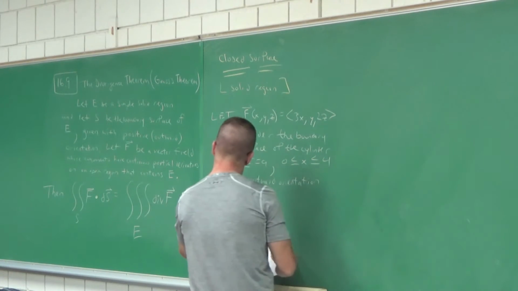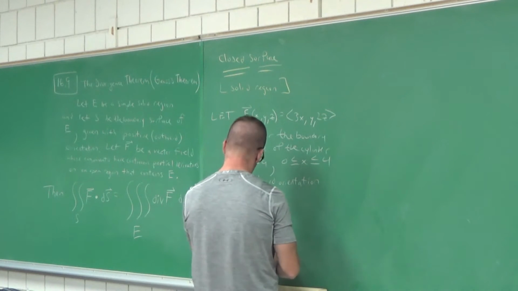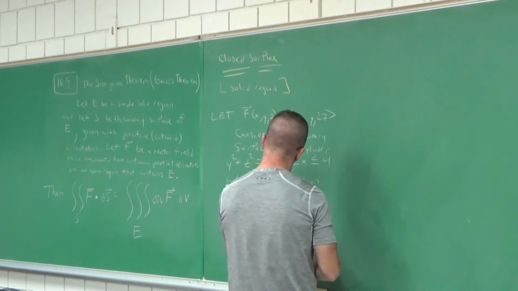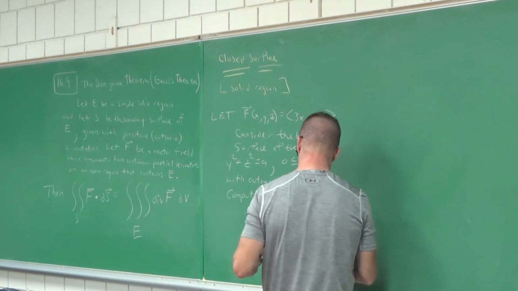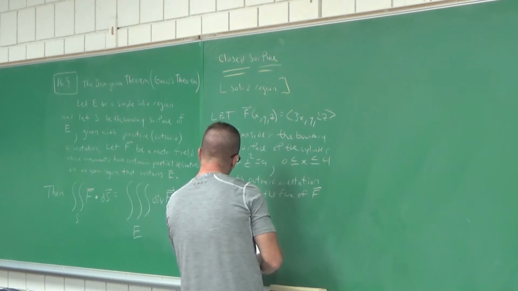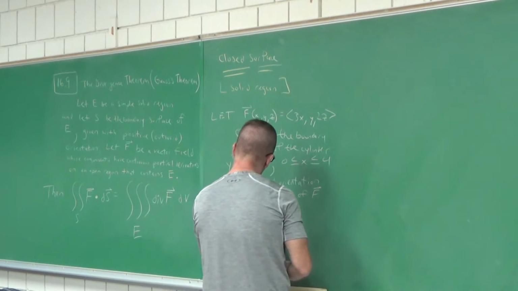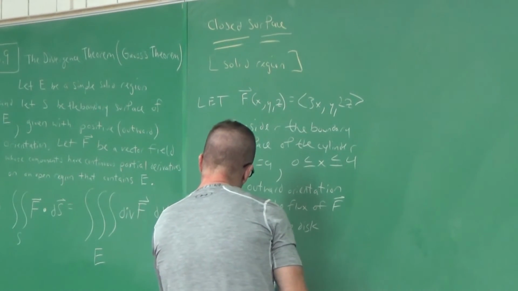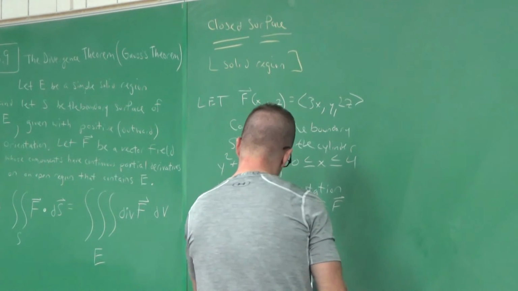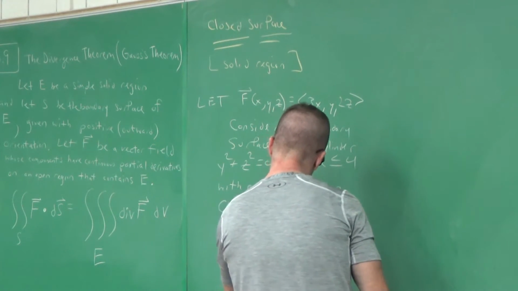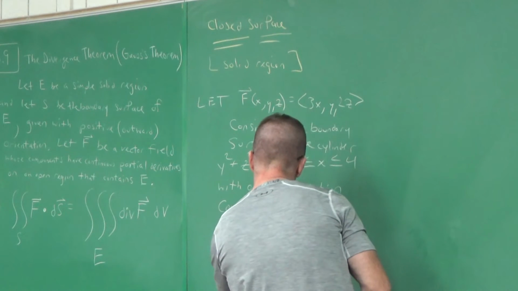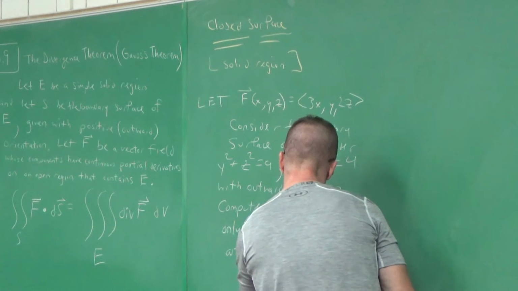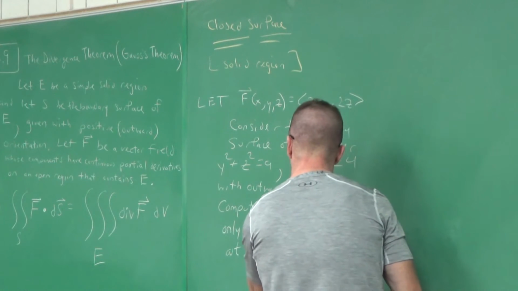They say compute the flux of F only out of the disk at x equal to 4. So, and that would be in which direction? That would be in the direction of the positive x-axis. Okay.